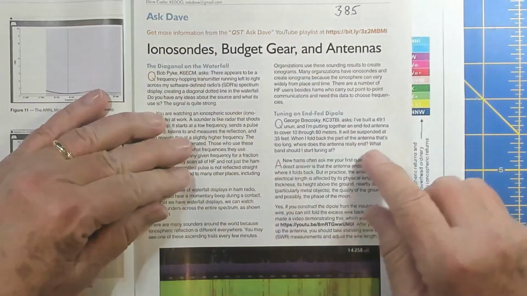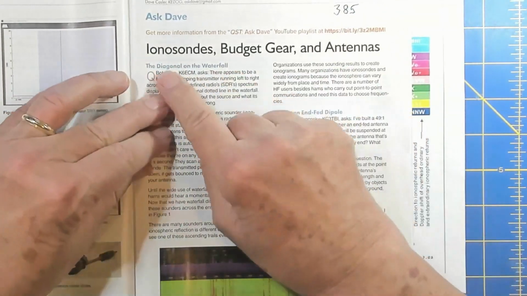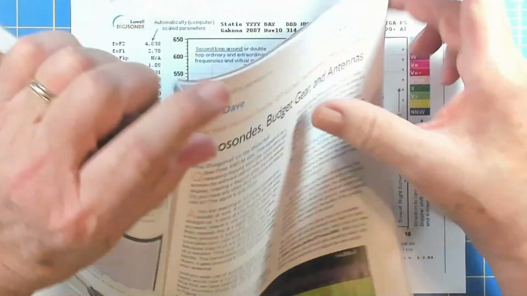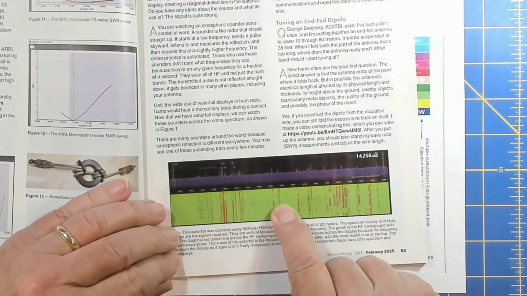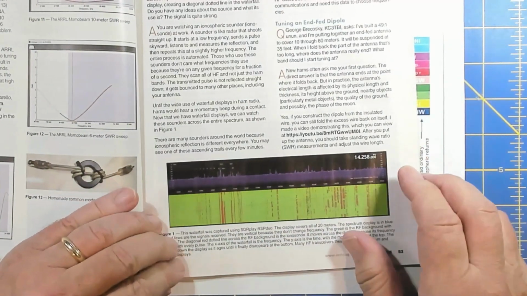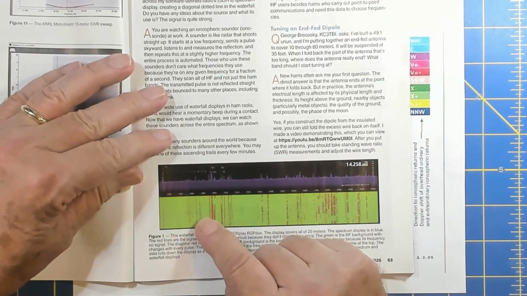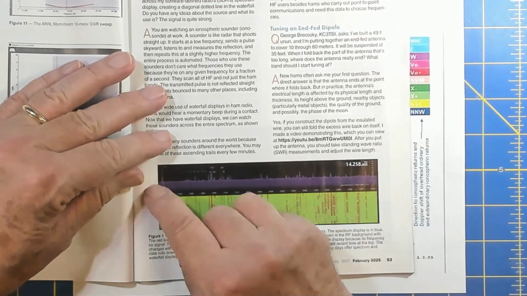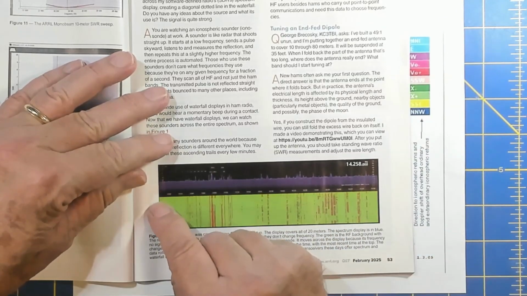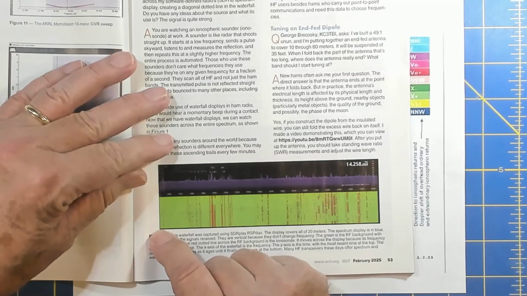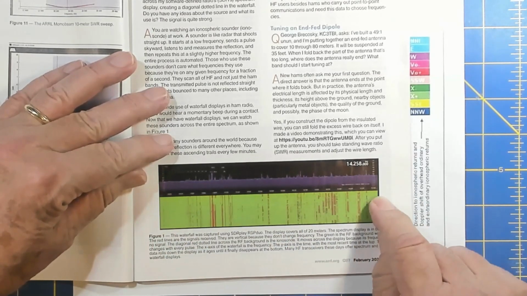This is Ask Dave from February 2025, and this first article here is about what I call the diagonal on the waterfall. And down here, you can see this little diagonal line right here. That's an ionospheric sounder. It's a radar pointed straight up at the ionosphere, and it's changing frequency. Remember, in here, lowest frequencies here, highest frequencies here. Most recent time is here, longest time is here.